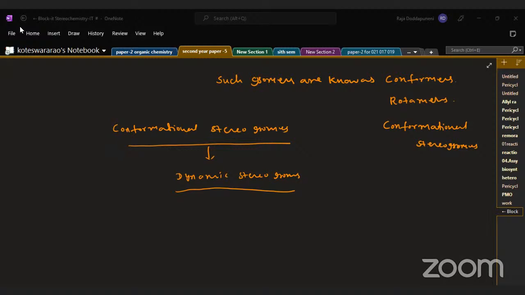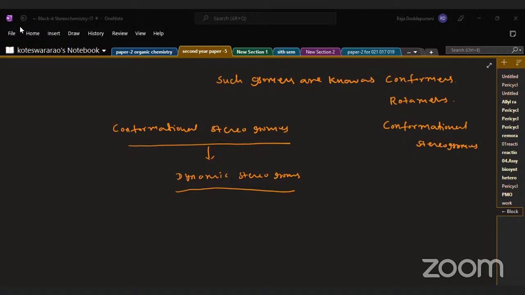I have already explained that. These are the dynamic stereoisomers. Dynamic stereoisomers means they are interconvertible rapidly at room temperature. Therefore, the energy required for the interconversion is very low. That is, the barrier to rotation about the single bond is very low, or there is only a small hindrance. Hindrance means there is a hurdle to rotation. The hindrance to rotation is very low. Due to that reason, they undergo free rotation.